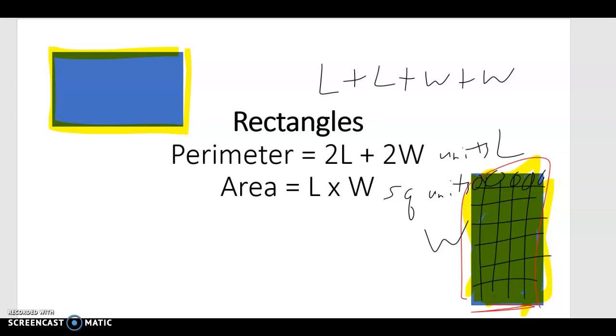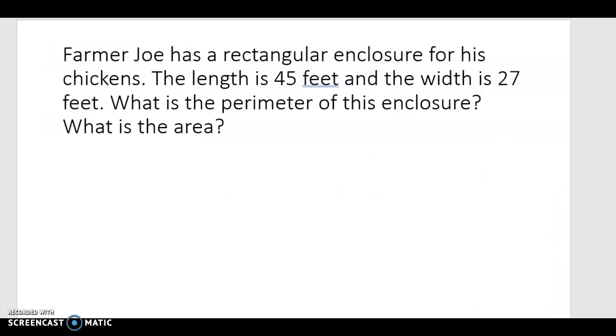Okay, let's do some examples. Farmer Joe has a rectangular enclosure for his chickens. The length is 45 feet and the width is 27 feet. What's the perimeter of this enclosure? And then what is the area?